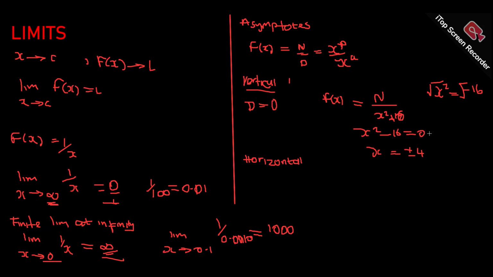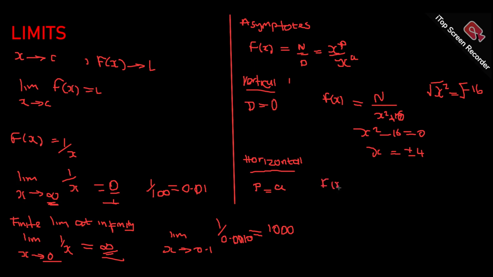So let's talk about the horizontal asymptotes. For you to have the horizontal asymptote, the highest power of the numerator, which we are saying p, should be equal to the highest power of the denominator. So p should be equal to q. Now what are we really talking about here?